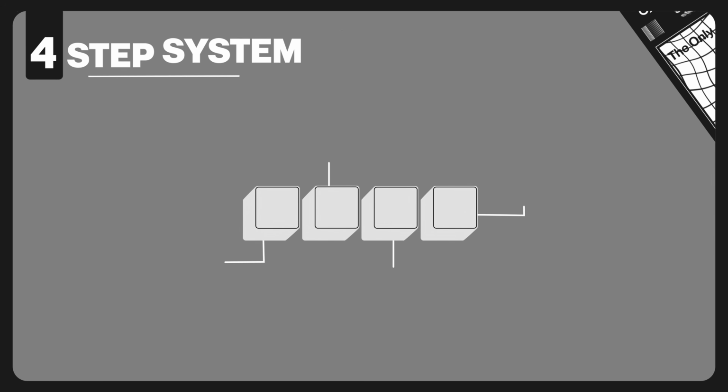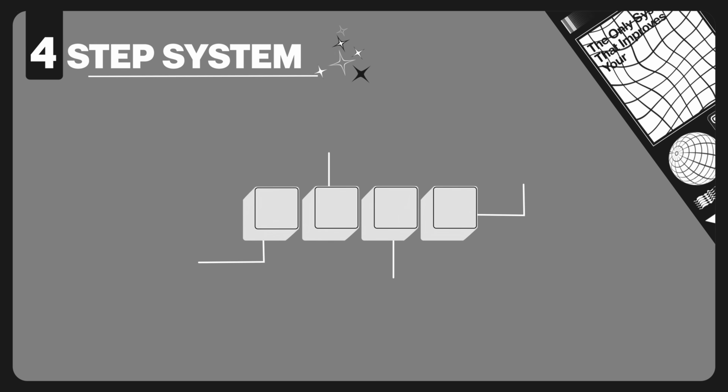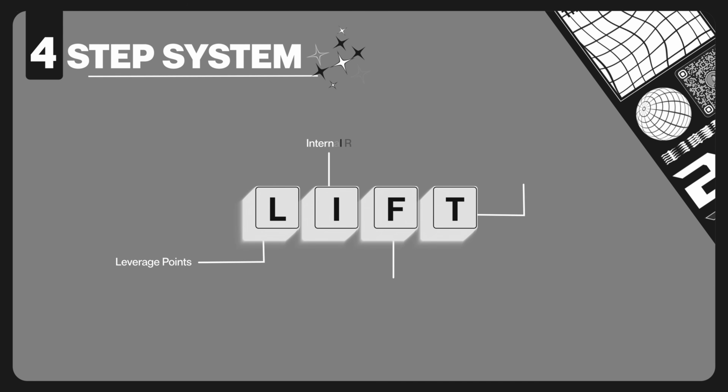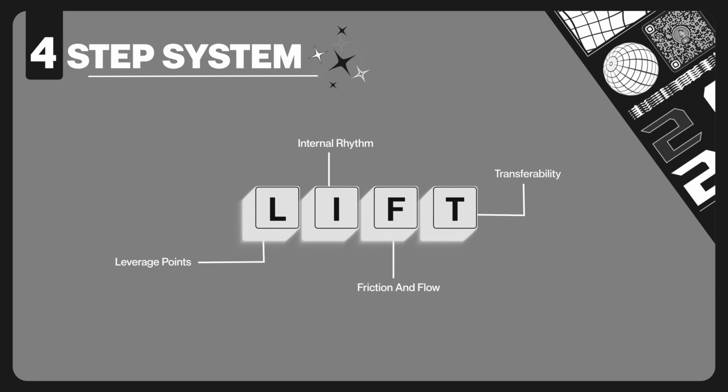In this video, I'm going to show you a 4-step graphic design system I call L.I.F.T, which is leverage points, internal rhythm, friction and flow, and transferability. And don't worry, this entire system will soon make sense, and it is a great system for you to bring into your workflow as a designer.